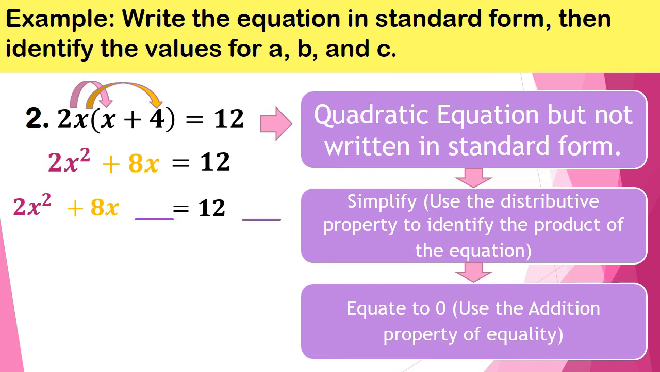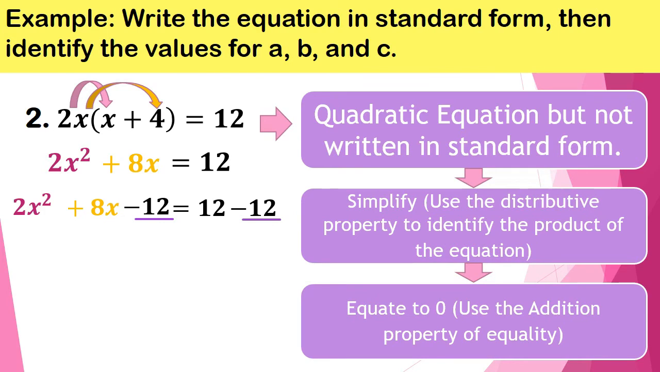To cancel out 12, we need to put the opposite sign of 12, so it will become negative 12. Since we put negative 12 to the right side of the given equation, we need to put negative 12 also to the left side of the given equation. So that is the rule of the addition property of equality.